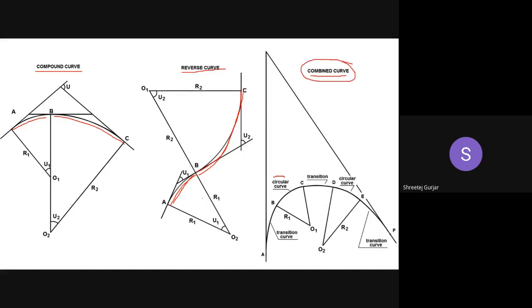You can see it is a circular curve over here. From B to C it is a circular curve, and D to E is also a circular curve. You can see between these two circular curves we have a transition curve, right? We have a transition curve between these two circular curves.